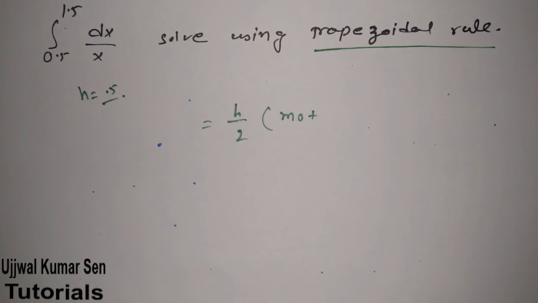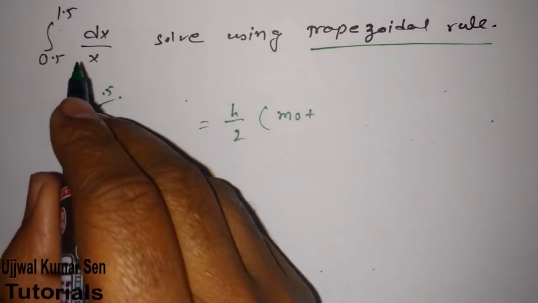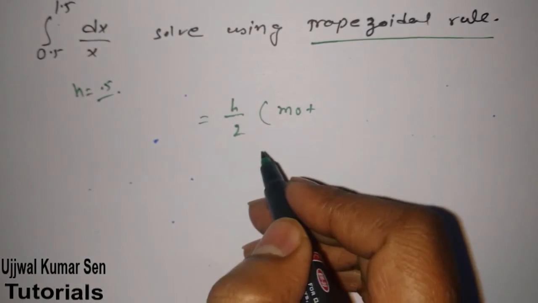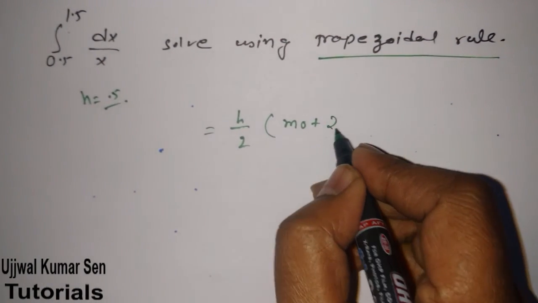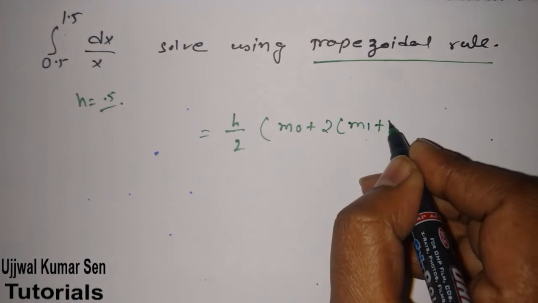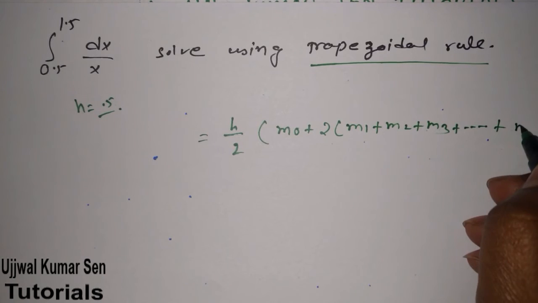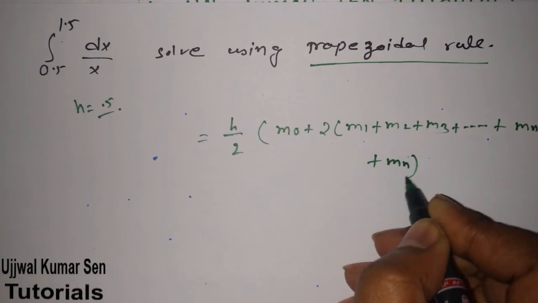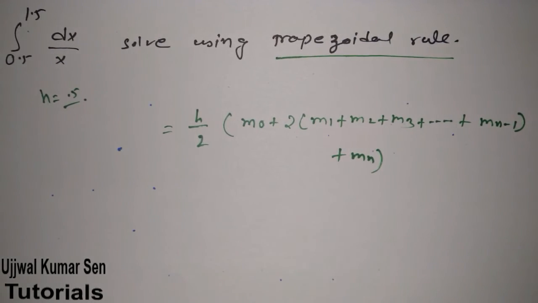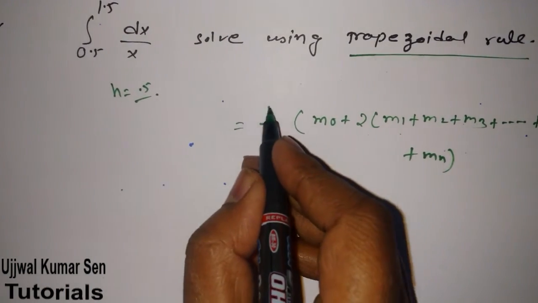Now the formula for finding this integration by using the trapezoidal method is h by 2 times m naught plus 2 times m1 plus m2 plus m3 plus dot dot dot plus m n minus 1, plus mn. What these m1, m2 and all are, you will come to know. I have already shared with you that h is the interval.